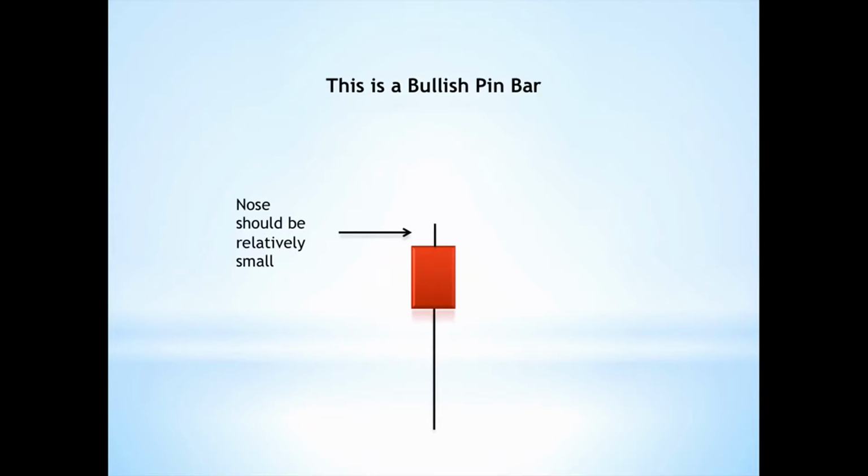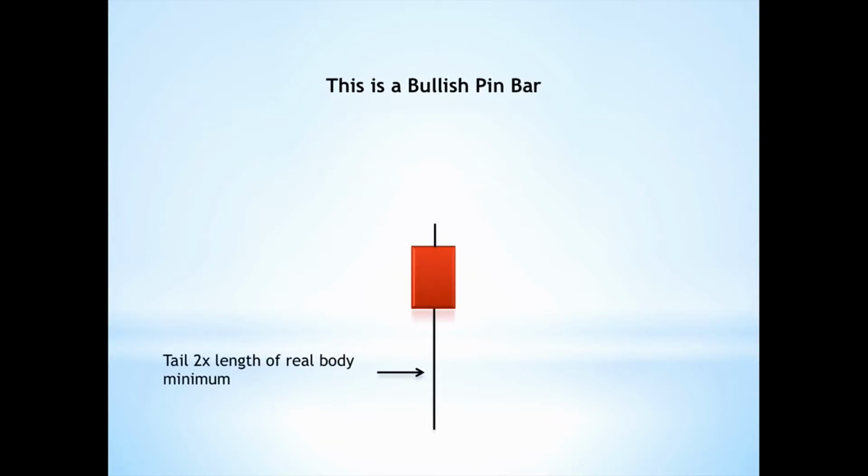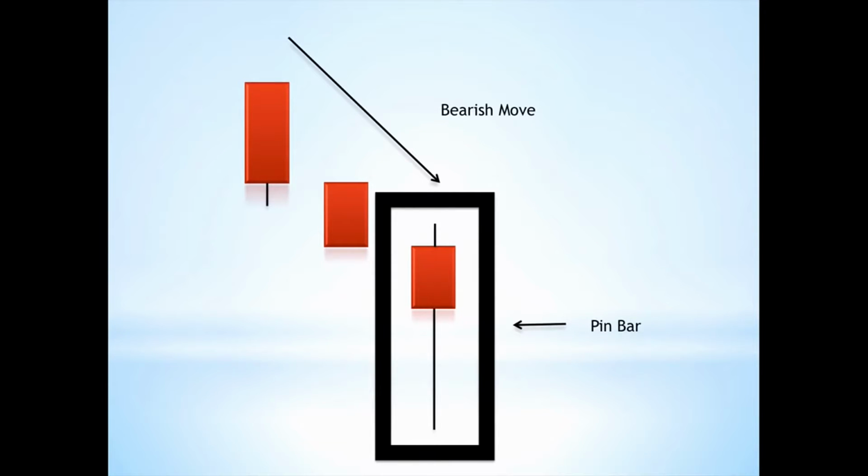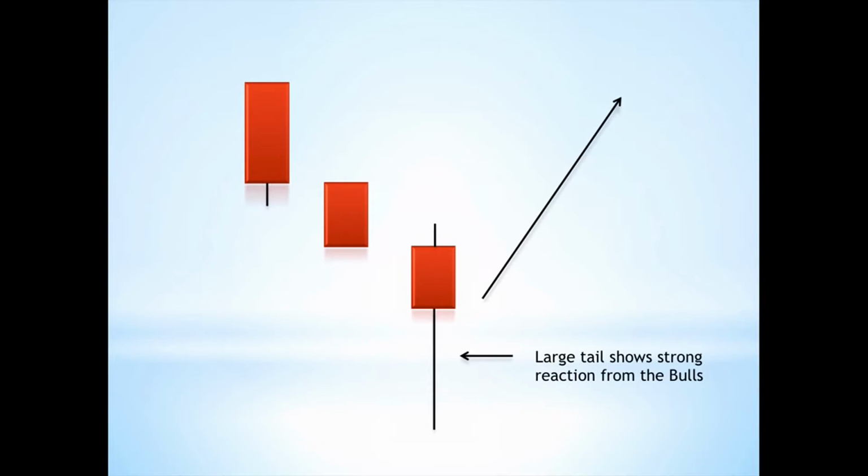Any nose should be really small. It should also be noted that a pin bar is not a doji candle. Even with a small nose, the tail is still 2 times the length of the real body. After a bearish move, the pin bar will appear, suggesting that the bulls are taking control of the market.